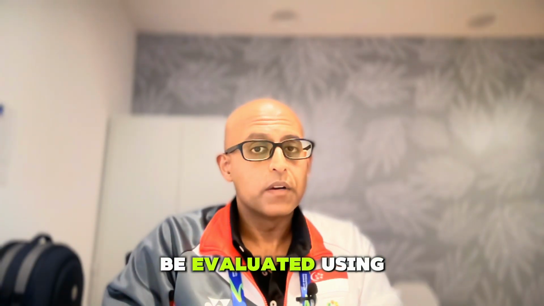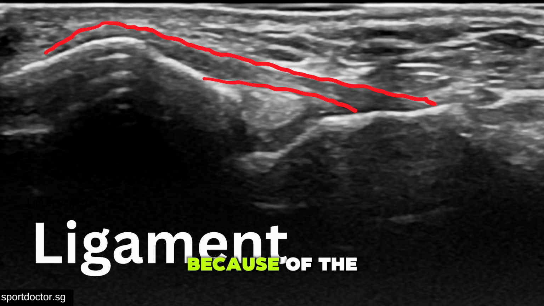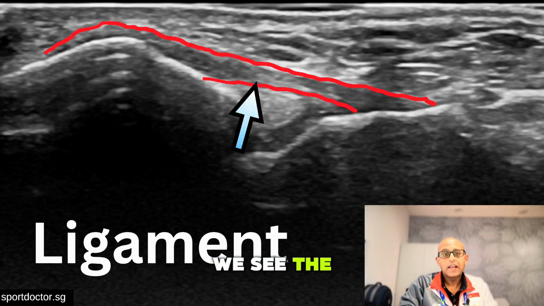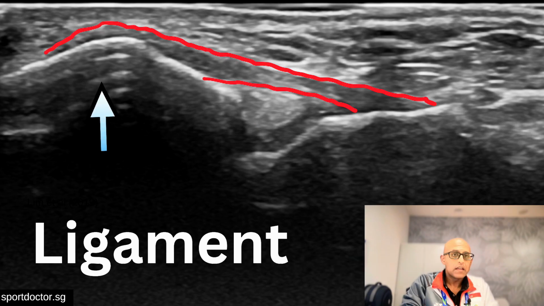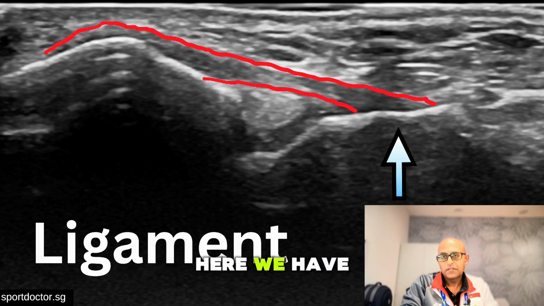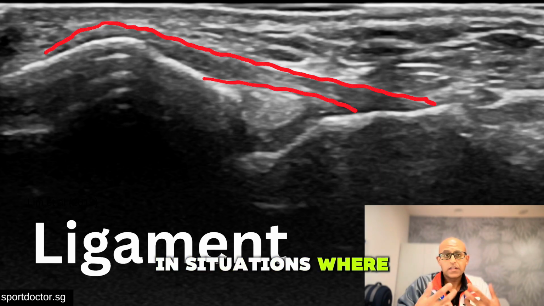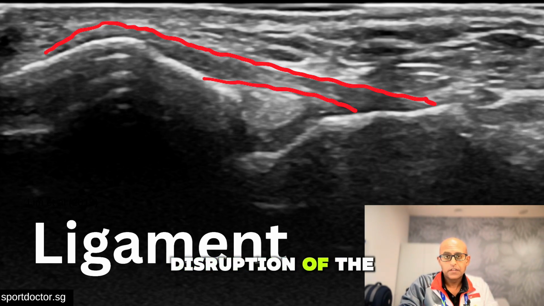Ligaments can also be evaluated using ultrasound. Because of the superficial nature of ligaments, I would suggest using a hockey stick transducer, as this will give you the highest resolution and the sharpest image. In this image, we see the anterior talofibular ligament. Here we have the fibula, here we have the talus, and in between we have this linear structure running. In situations where there's injury, there may be disruption of the ligament as well as an effusion sitting beneath it.